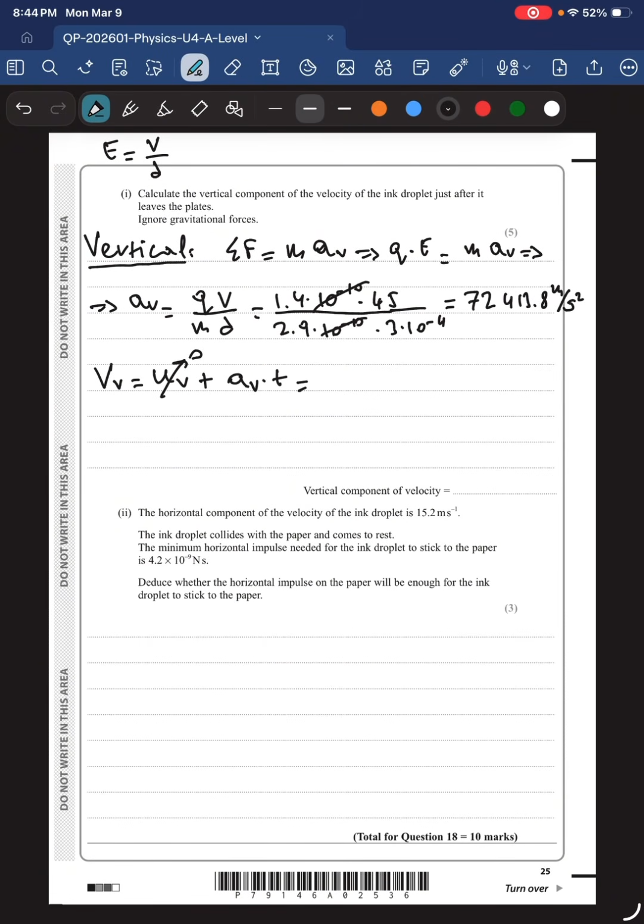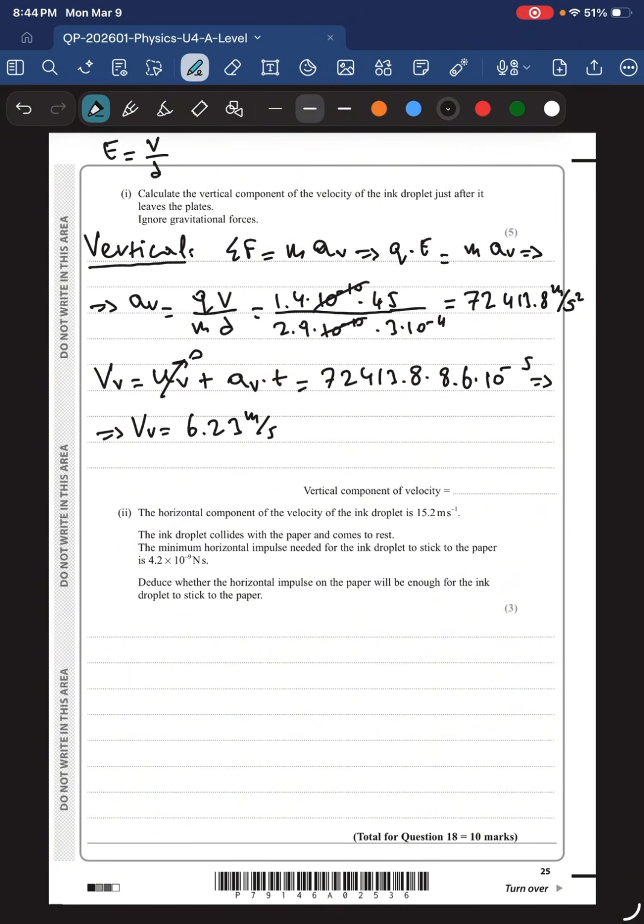So if we plug in numbers, 72,413.8 times 8.6 times 10 to the negative 5. So the vertical velocity is 6.23 meters per second.